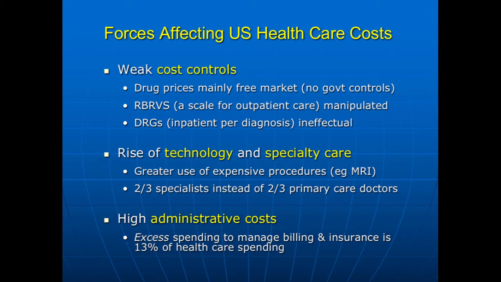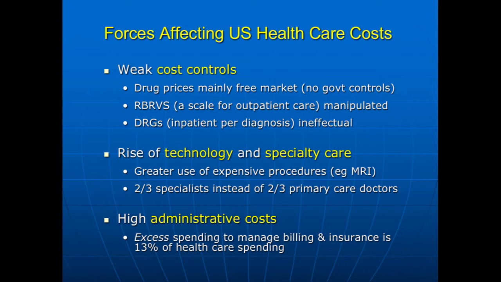Perhaps most striking in recent months is how much we pay for medications. Prescription drug prices are determined on the free market. Manufacturers can charge whatever they want. Unlike in other countries, the government does not regulate prices. In addition, while we have methods to control payments to providers, like the Resource-Based Relative Value Scale, or RBRVS, for outpatient services, they have on the whole been manipulated to the point of little effectiveness.